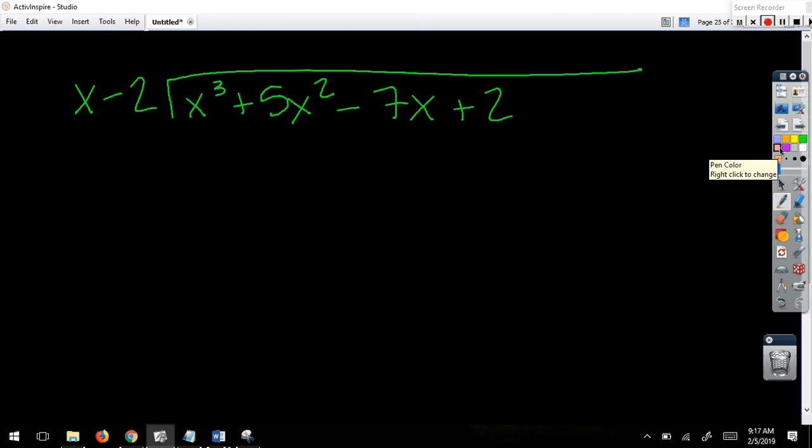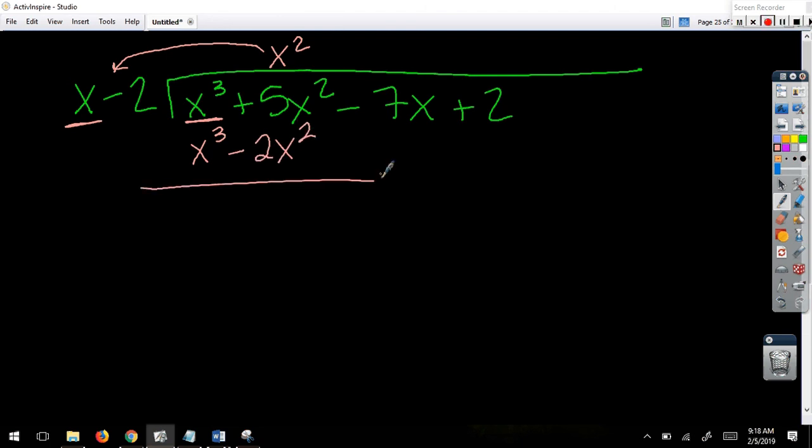What do you multiply x by to get x to the third? x squared, right? So it needs to go in the squared column. Tell me what to do. x squared times x is x cubed, x squared times negative 2 is negative 2x squared. You did it right. All right, subtract. First ones cancel, as they should, because that's the goal, right? Good job, y'all. See, it's not as bad as it looks.